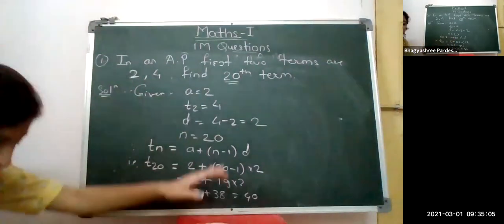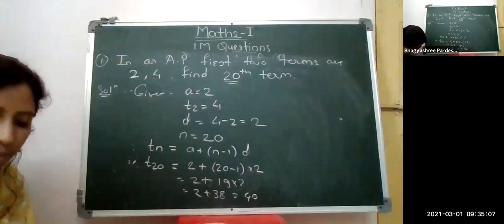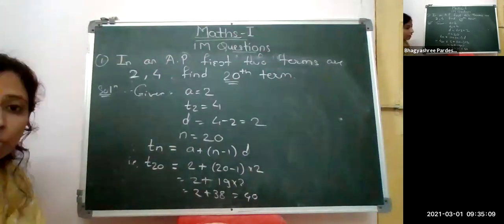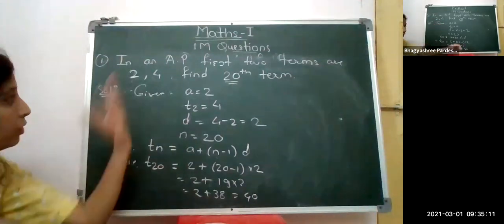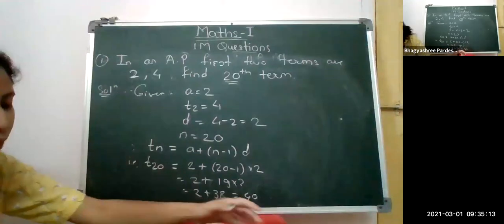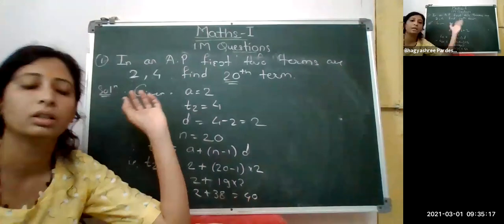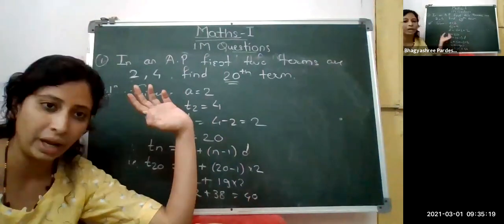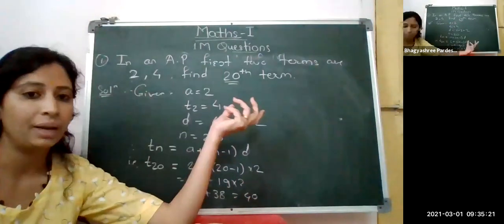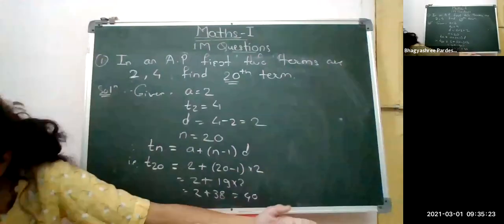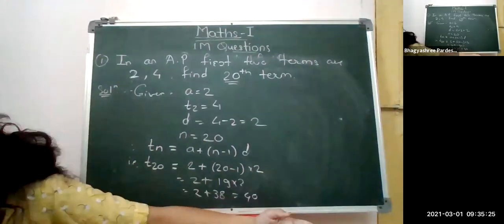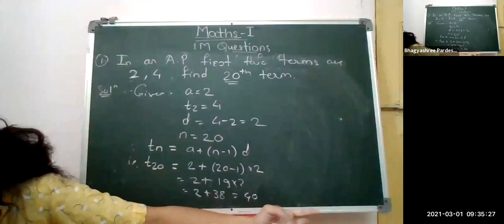Clear? So this type of questions can be asked. So simply first two terms given, find the 20th term, or sometimes the questions can be 3-4 terms given, find the value of N. So at that time also we can use this formula there. Sometimes we have to find the sum also. So let's quickly see one question.